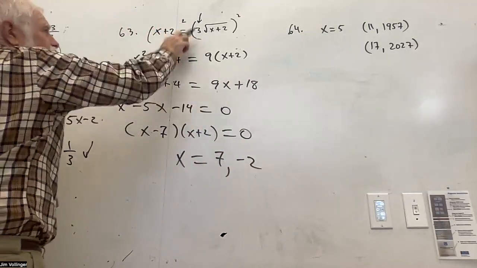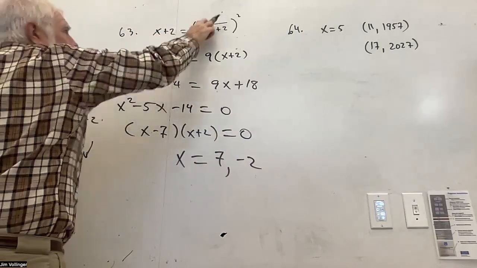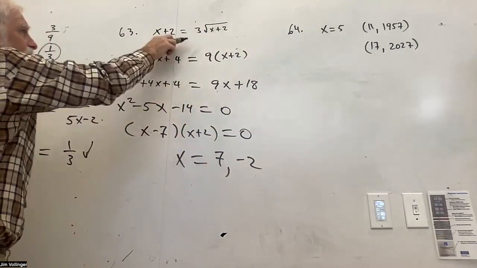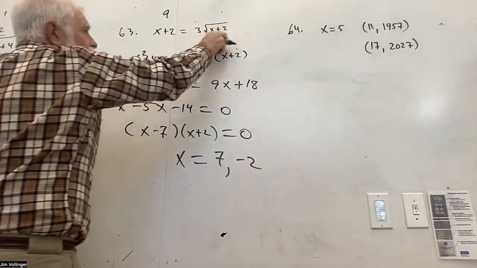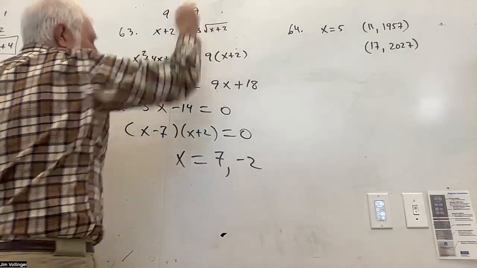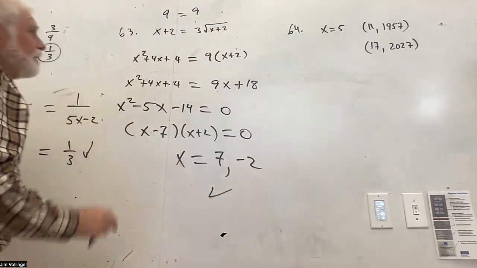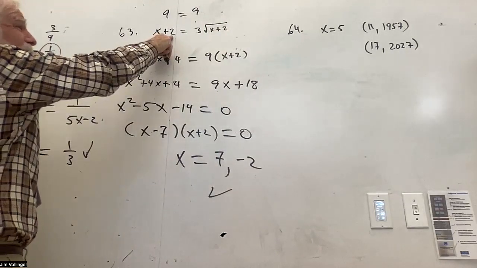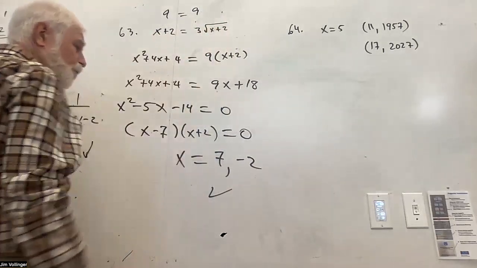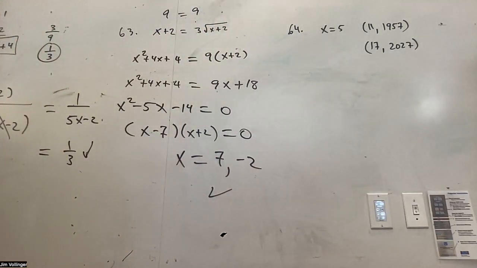So let's go back to the original. There's the original. We're going to plug 7 in. 7 plus 2 is 9. 7 plus 2 is 9. The square root of 9 is 3. 3 times 3 is 9. Check on the negative 2. Minus 2 plus 2 is 0. Minus 2 plus 2 is 0. The square root of 0 is 0. They both work. Oh, that's nice.